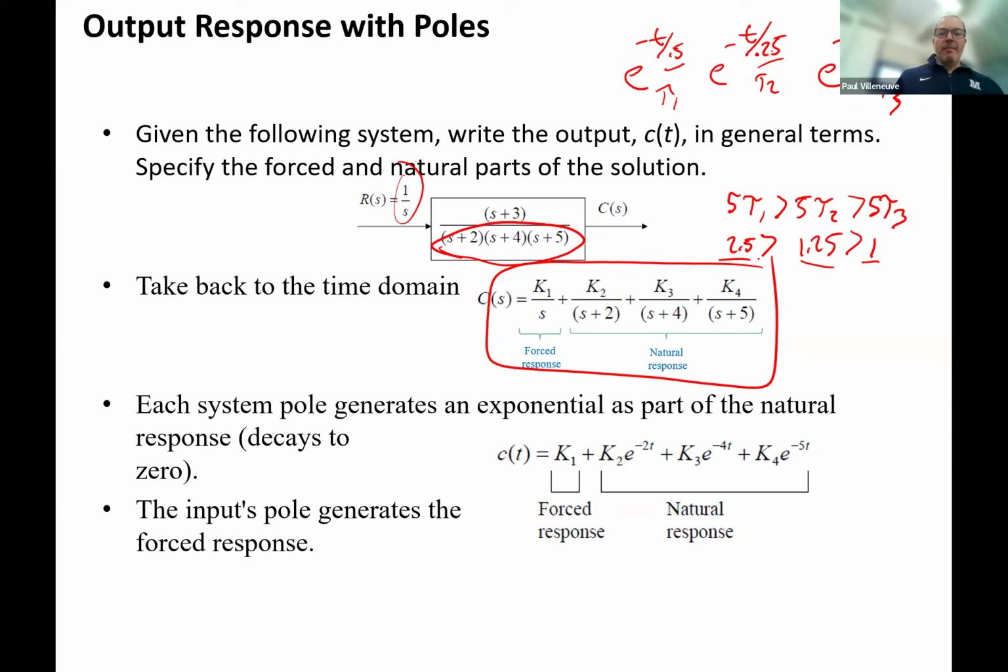So if I was to do my pole-zero map over here, I'm just going to look at the poles for the time being.